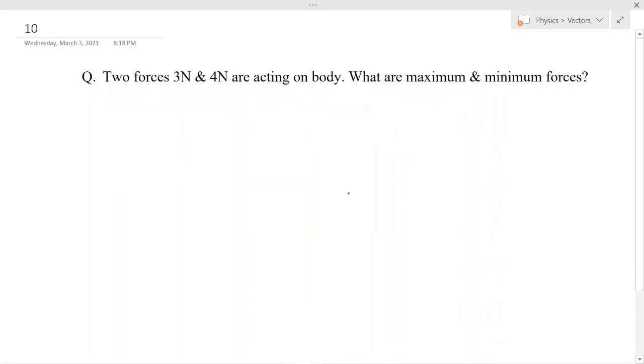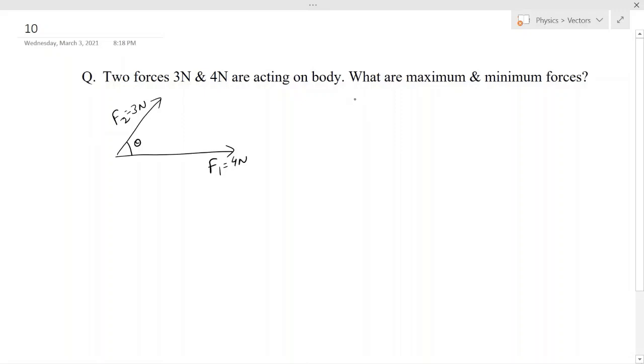Let's talk about next question. So the two forces 3 Newton and 4 Newton are acting on a body. So what are the maximum and minimum forces? The two forces, let's say, are 4 Newton like this, and let's say some angle between these two vectors is there, 3 Newton. We don't know this angle, let's suppose. So the 4 Newton is F1 suppose, and F2 is 3 Newton. So what is the maximum and minimum force?